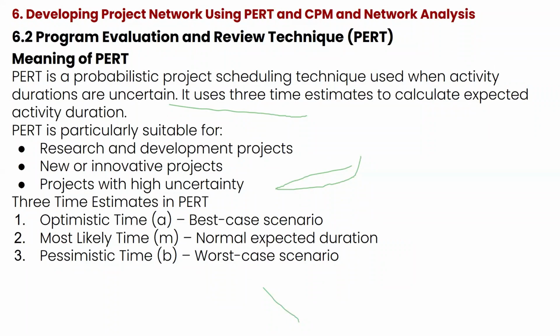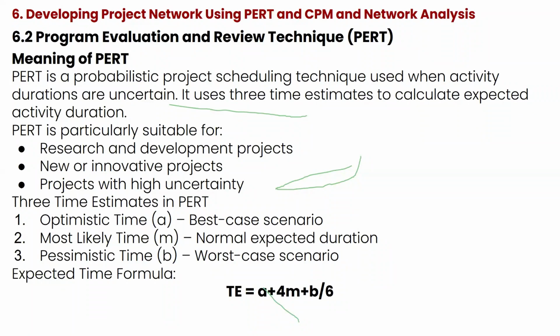So they have been designated A, M, and B: A for optimistic time, M for most likely time, and B for pessimistic time. Now, you have the expected time formula to be A plus 4M plus B, divided by 6. You may be asking, why is it 4? Why do we have 4 attached to M?